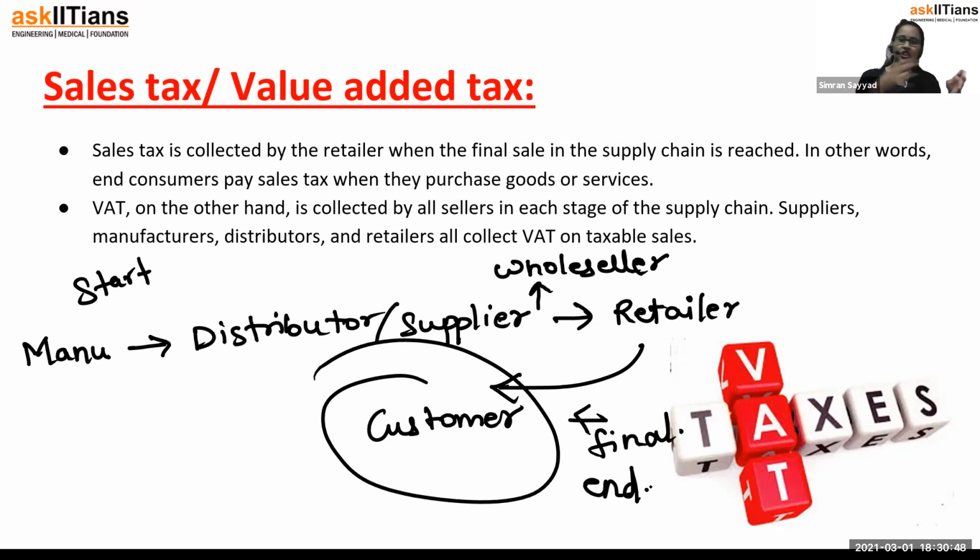So when this chain is followed, dear students, each and every person over here has to give some tax, which is nothing but a value added tax.